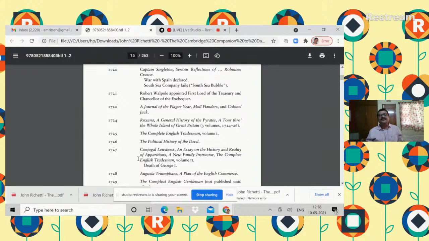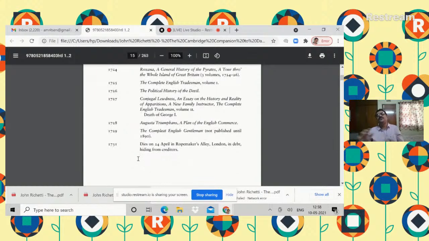In 1726, he will write The Political History of the Devil. Once again, you can see him shifting towards religion. In 1727, he'll write Conjugal Lewdness, and History and Reality of Apparitions, where he'll ruthlessly attack religious superstition and belief, and argue very carefully about rationality. He'll write A New Family Instructor, taking forward his experiments with the genre of the conduct book. And he will expand on The Complete English Tradesman.